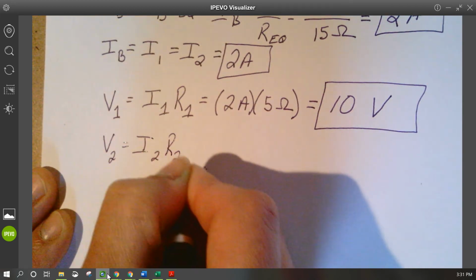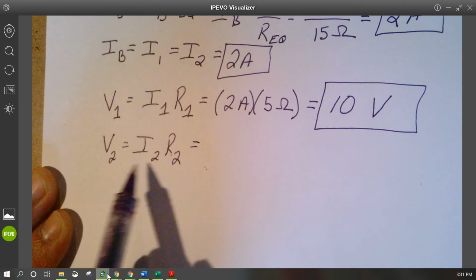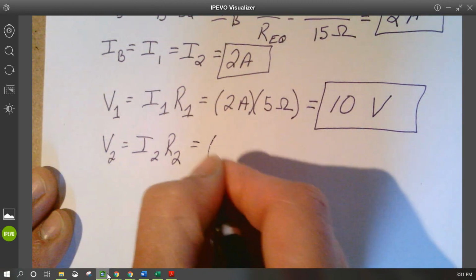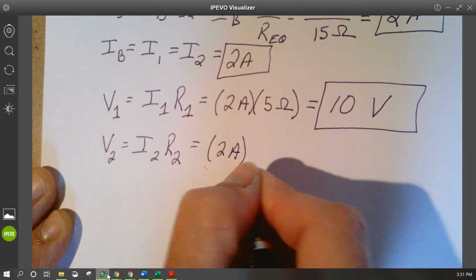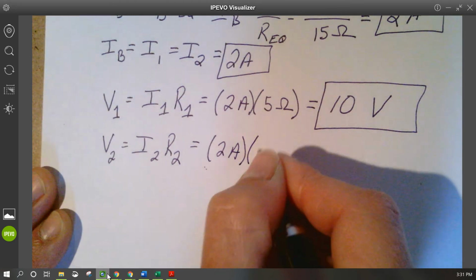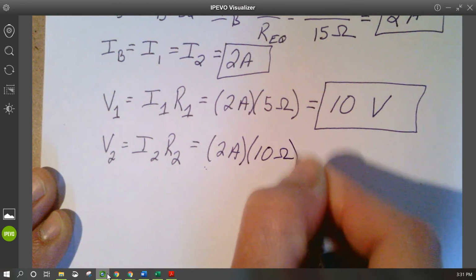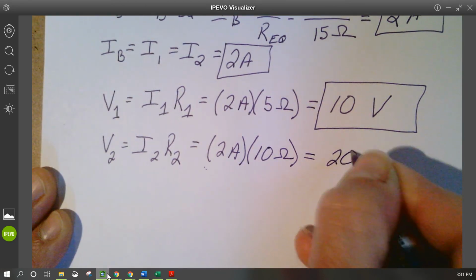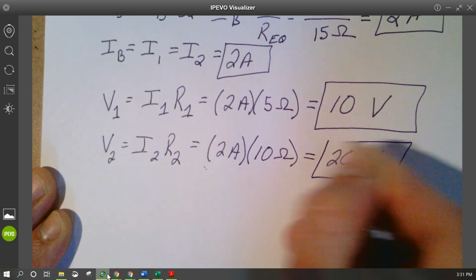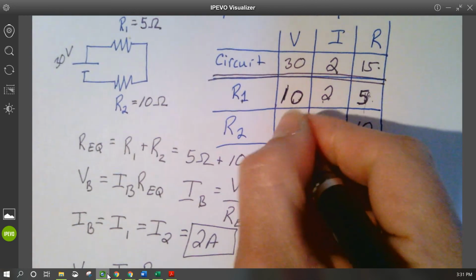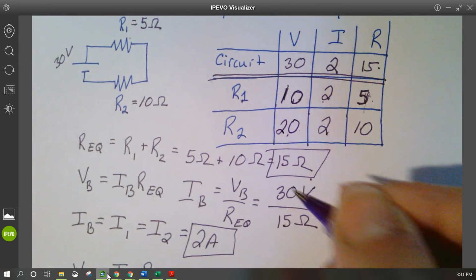Okay, now let's do the same thing to find resistor 2. So we're still going to use Ohm's law, but now notice my subscripts are all for resistor 2. Resistor 2 also had 2 amps of current flowing through it. From the given, we had a resistance of 10 ohms. 2 times 10 is 20. And so we get 20 volts. And I can fill this into my chart. And it looks like we're done.